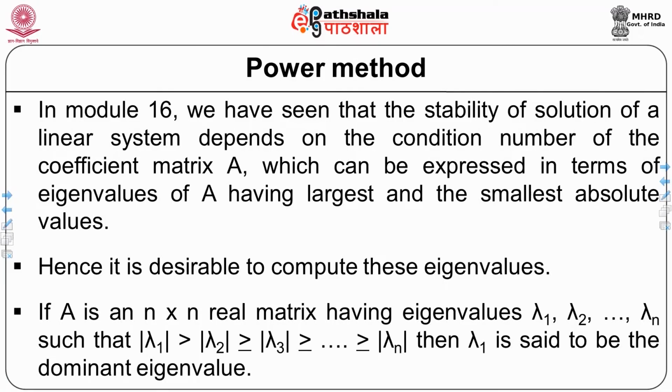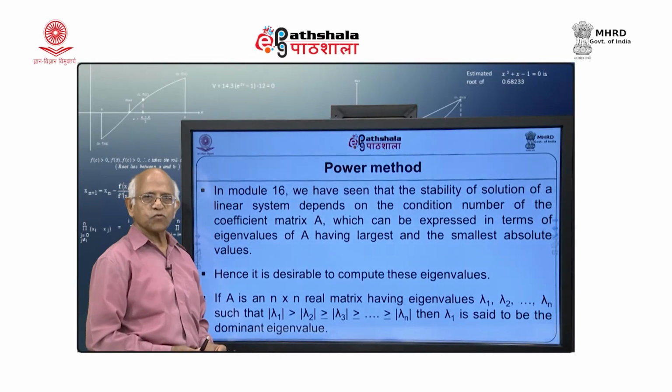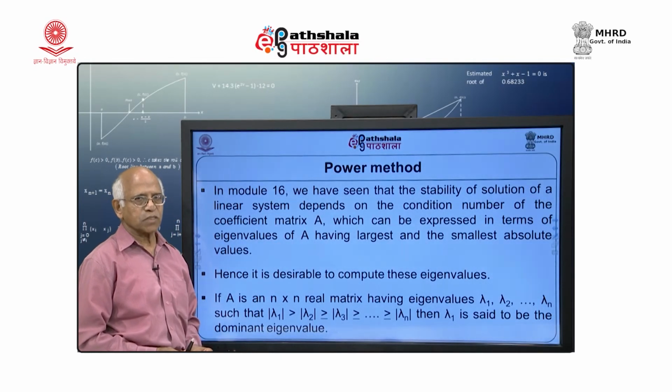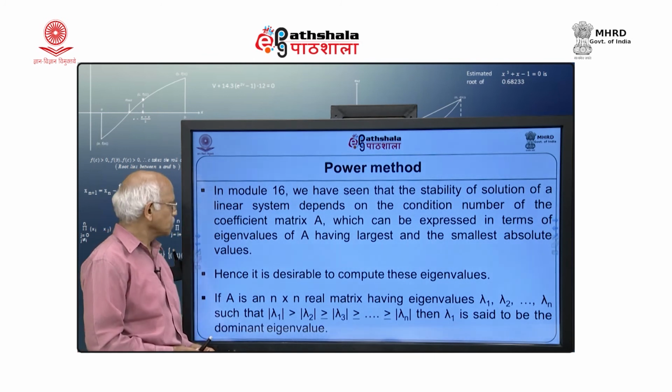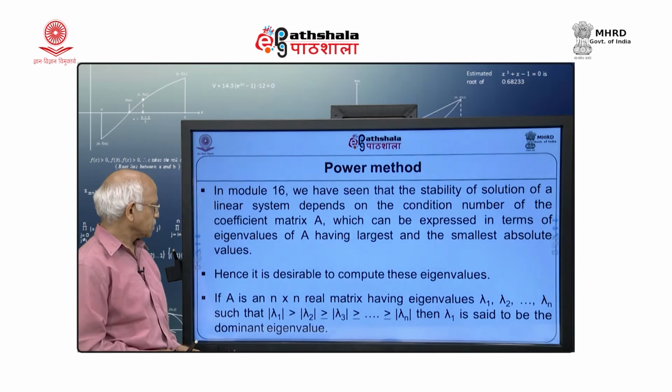The power method. In module 16 we have seen that the stability of the solution of a linear system depends on the condition number of the coefficient matrix A, and this condition number is expressed in terms of the eigenvalues with the largest and the smallest absolute value. Therefore, it is desirable to find the largest and the smallest eigenvalue for any given matrix A.